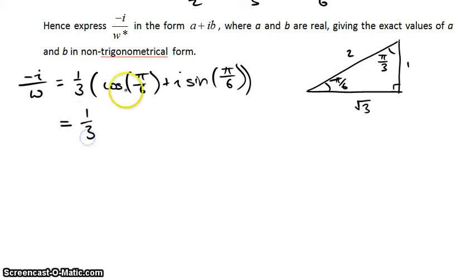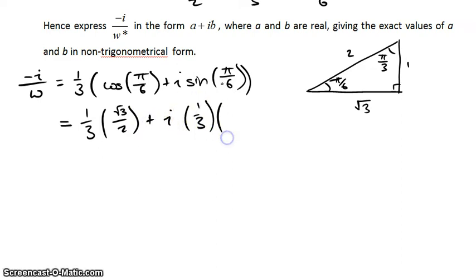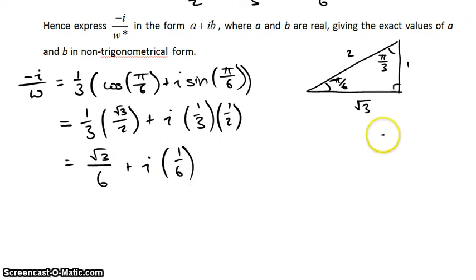And so that means cosine pi upon 6. Cosine is adjacent over hypotenuse. This is root 3 over 2. Plus i, and then I'd have 1 over 3, and sine pi upon 6 would be 1 over 2. So this gives me root 3 upon 6 plus i 1 upon 6.